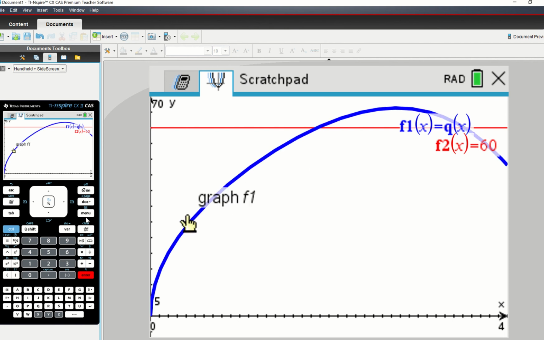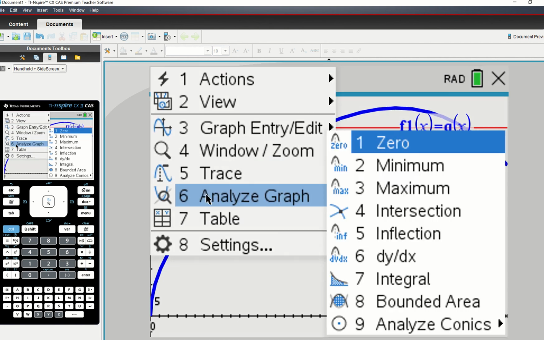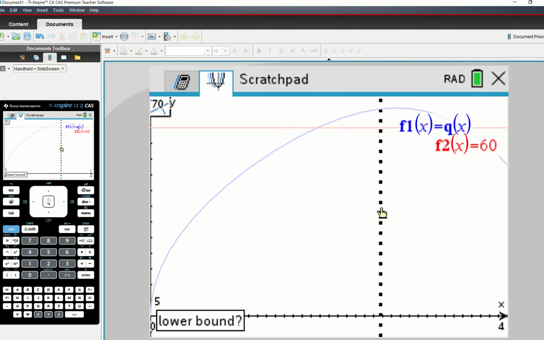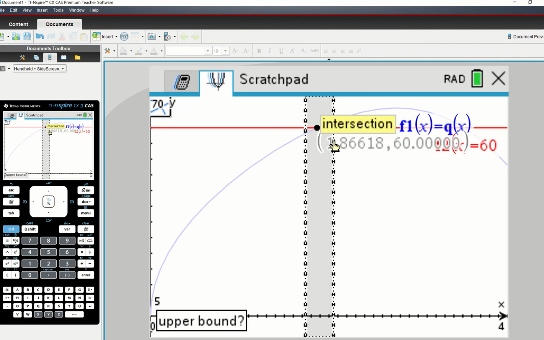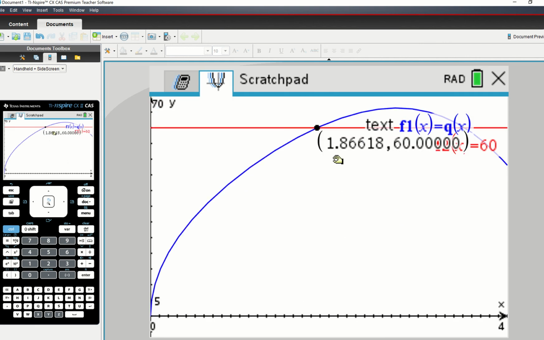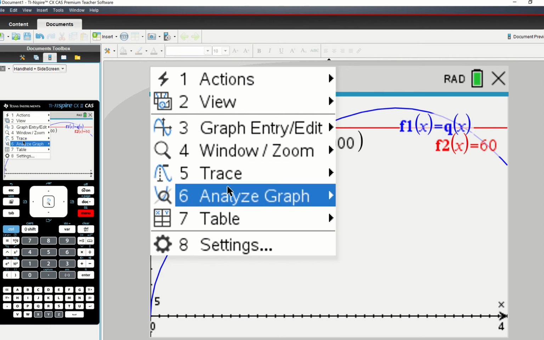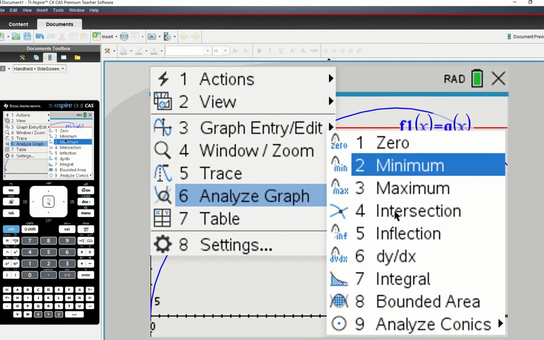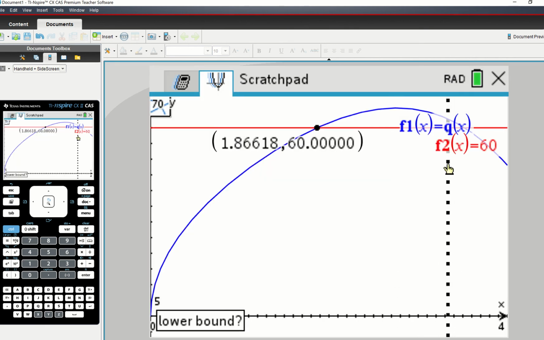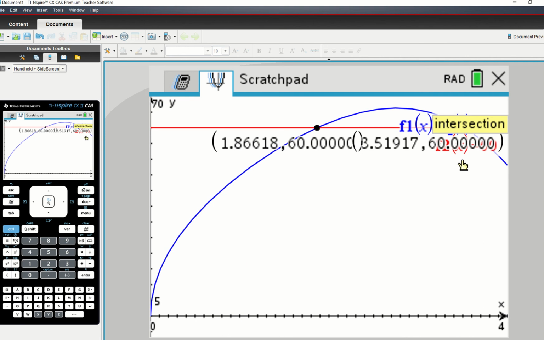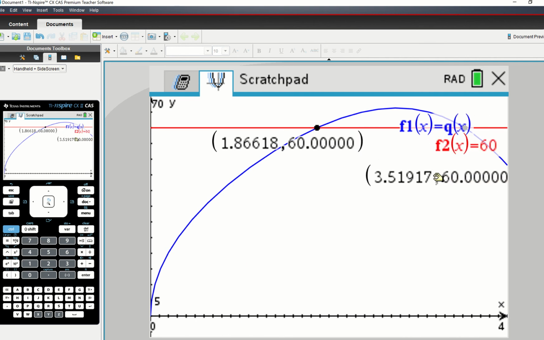So I'm going to go Menu, Analyze Graph, and I'm looking for the point of intersection. The first point of intersection would be from here to here. I'm just going to pull that out of the way. You can see that it is 1.866181. And then there's another one over here. My labels are a little bit in the way. So I'll do Menu, Analyze Graph. Trace will not be accurate enough. Option 4, which is intersection. I'll go to the left and right of this one, and if I move this out of the way, this is 3.51917.